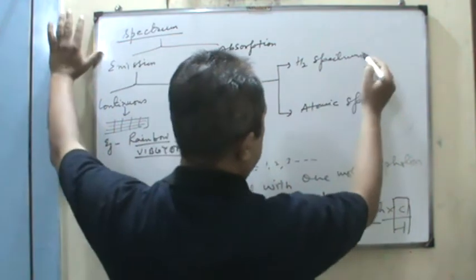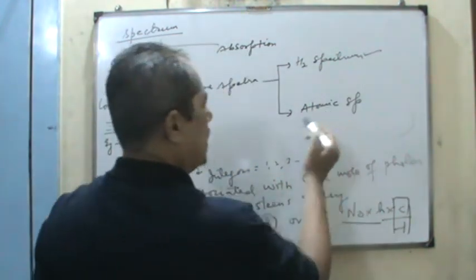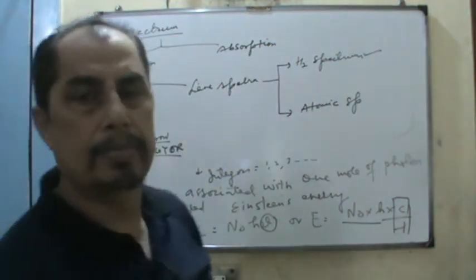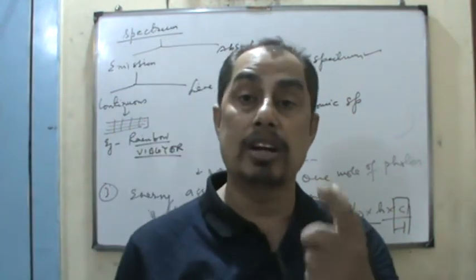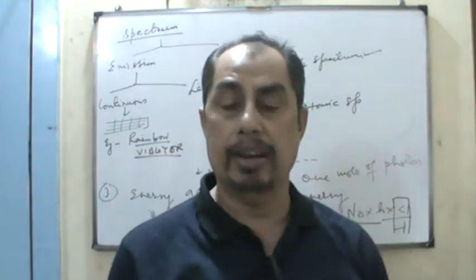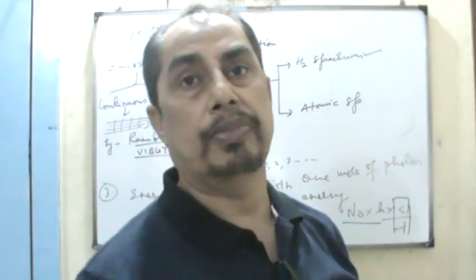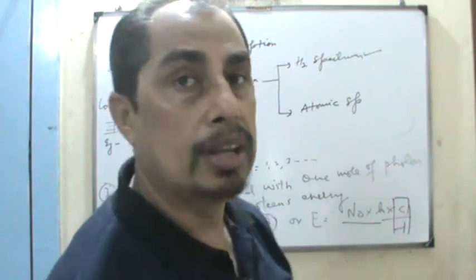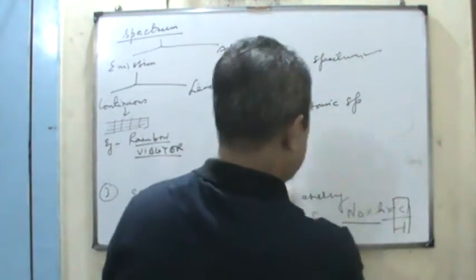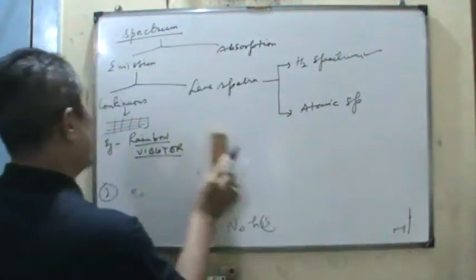In case of the hydrogen spectrum, that is in your syllabus, and in case of the atomic spectrum, if any volatile salt like Na is put on the burner, the different wavelengths with different colors are separated from each other. This is called a line spectrum, a form of atomic spectrum.